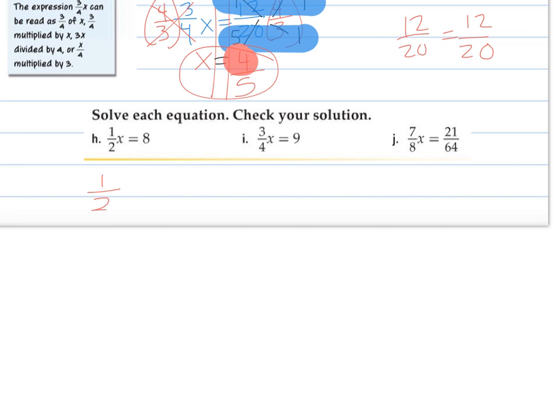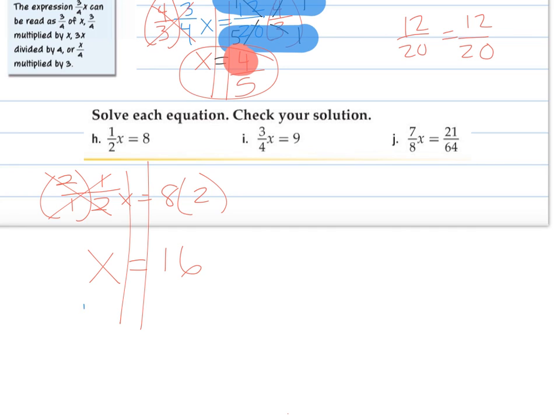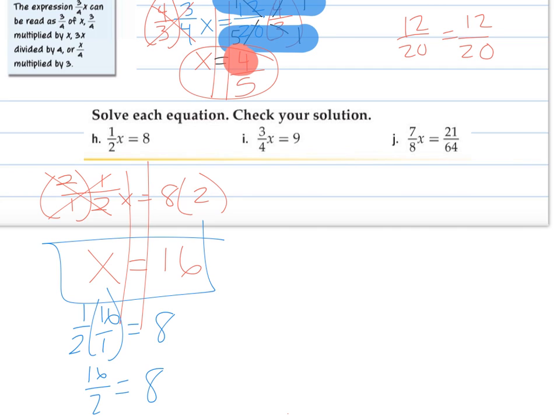So 1/2 of what number is 8? That might be helpful if you know half of a number. It's really like you're just undoing and multiplying by 2 on both sides. So then I get x is equal to 16. Check it. 1/2 of 16 is 8. 16 over 2. Sure enough, 8 is equal to 8.